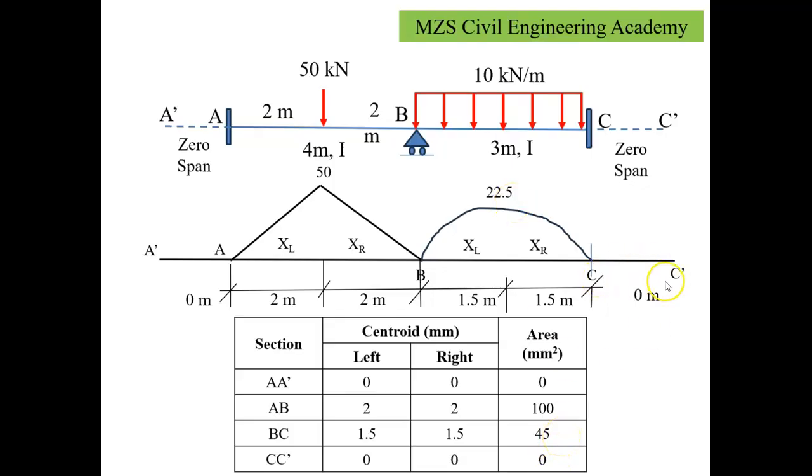Now, if we talk about C to C dash, there is no bending moment. That's why the area will not be there and there will be no centroid concept here. That's why it comes to be 0, 0.